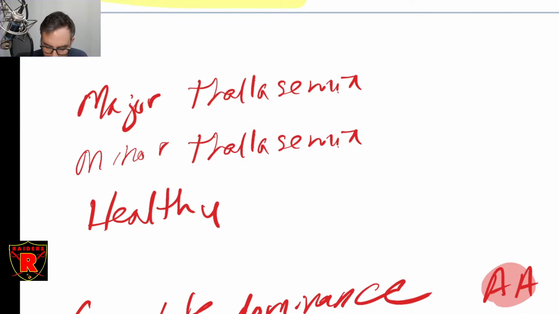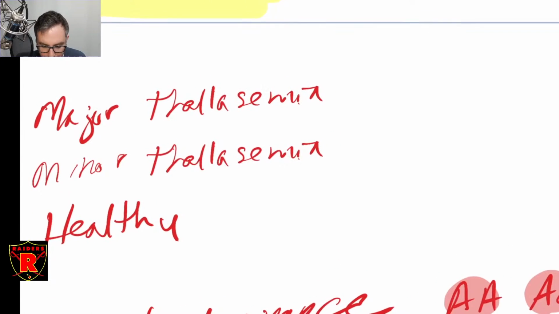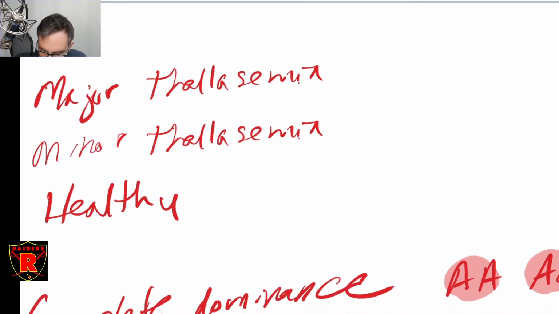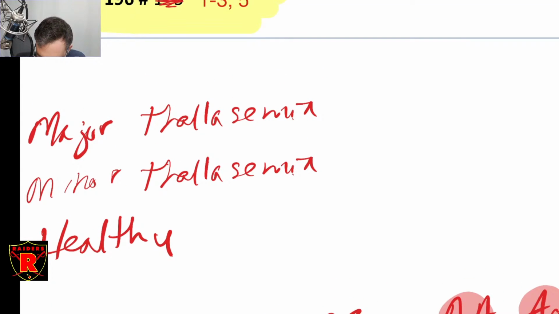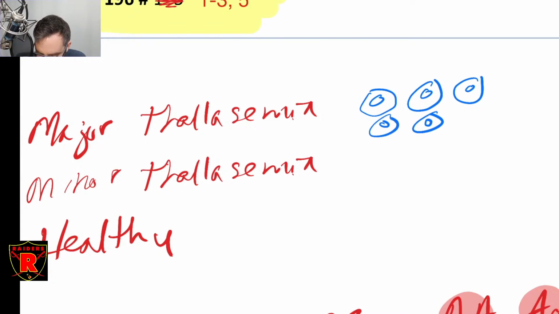So we have to think about what's actually happening in thalassemia. So in major thalassemia, what happens is that all of your red blood cells are a weird shape, and they have, well, let's not worry about the shape. They have the wrong hemoglobin, okay? So every red blood cell is producing incorrect hemoglobin. I'm going to draw them as blue red blood cells because they're not actually blue, but they don't hold on to oxygen very well. Okay?